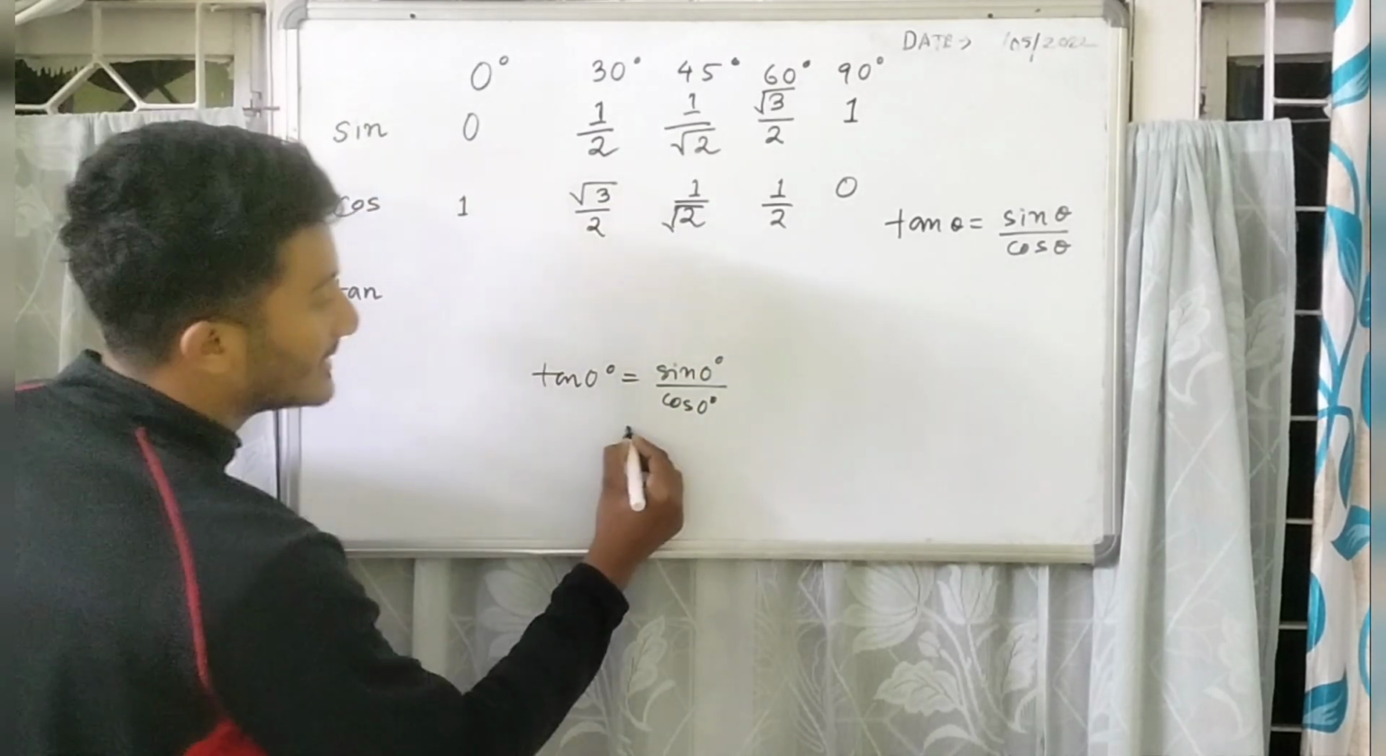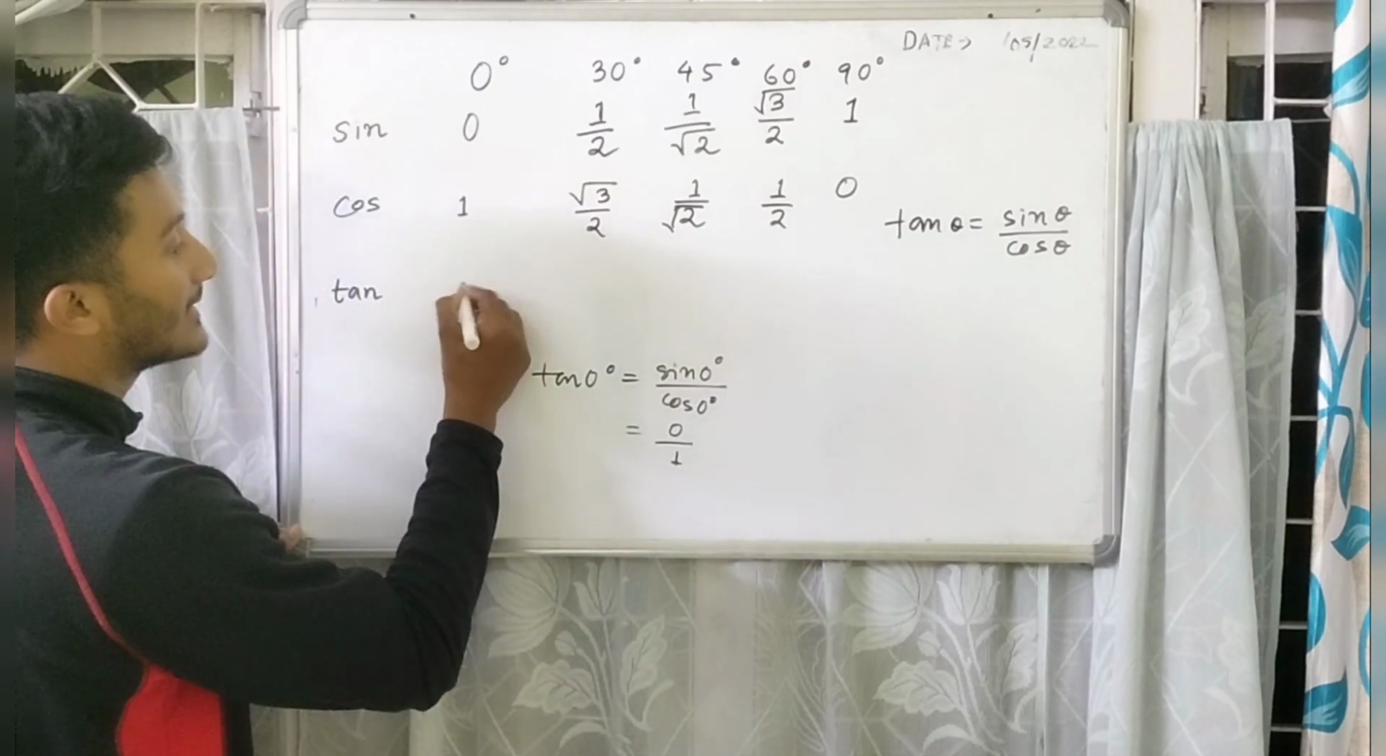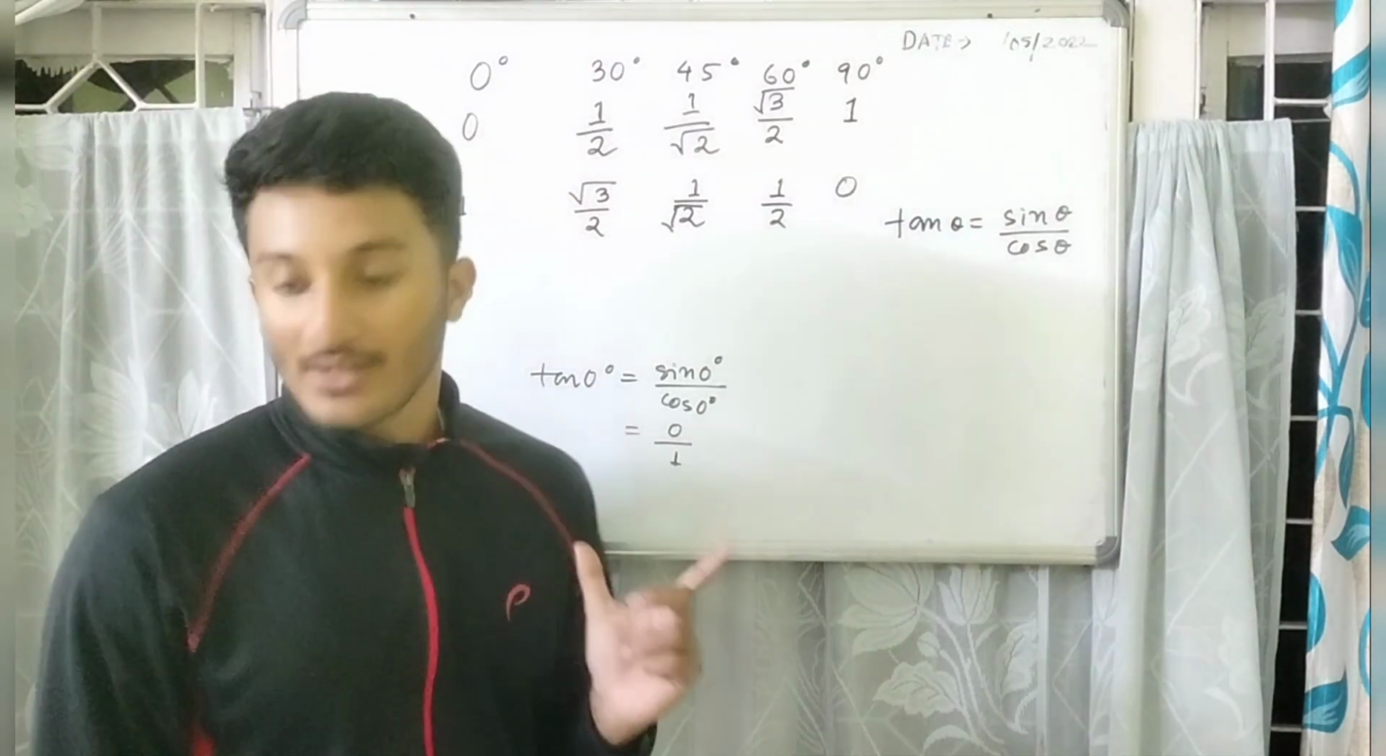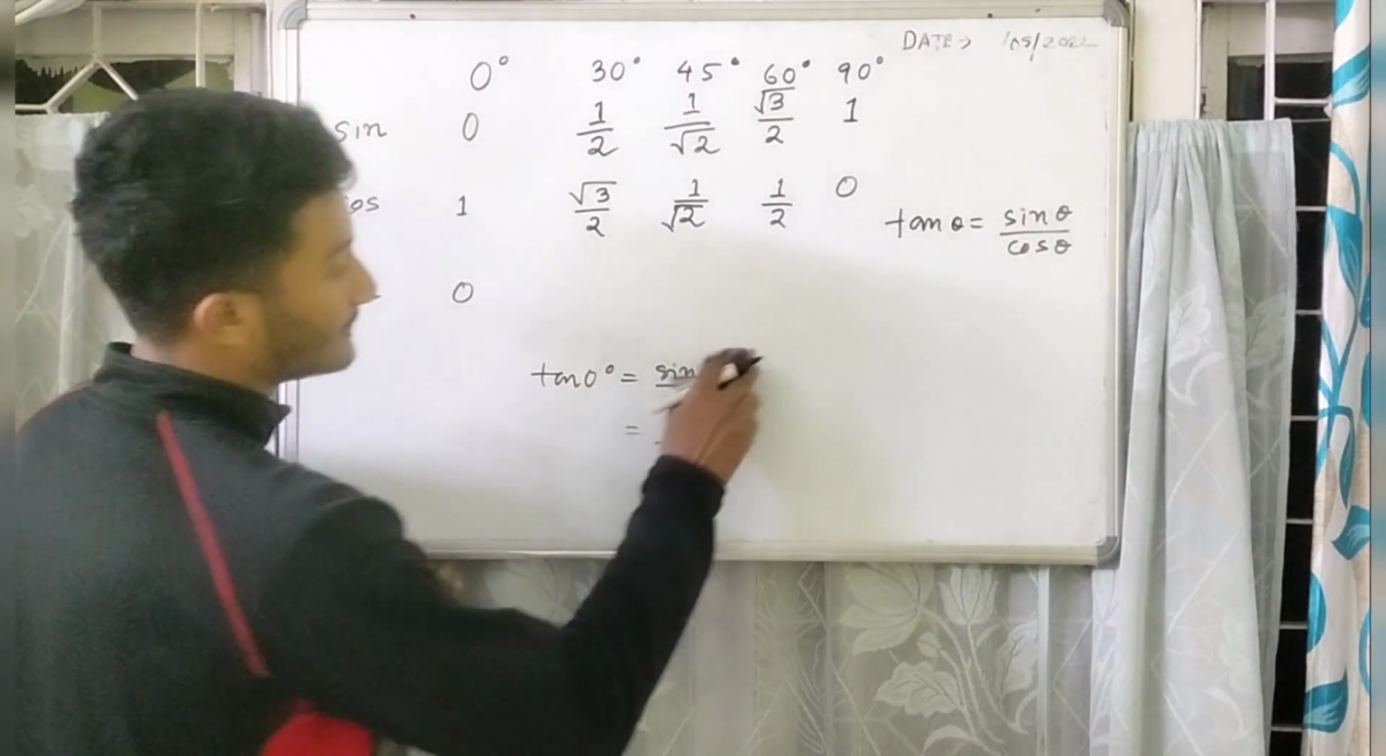So sin 0 degree is 0 and cos 0 degree is 1. So you can write it as 0, isn't it? Can we write it as 0? Definitely we can write it as 0.